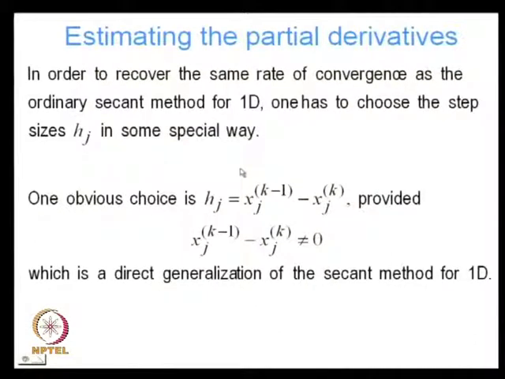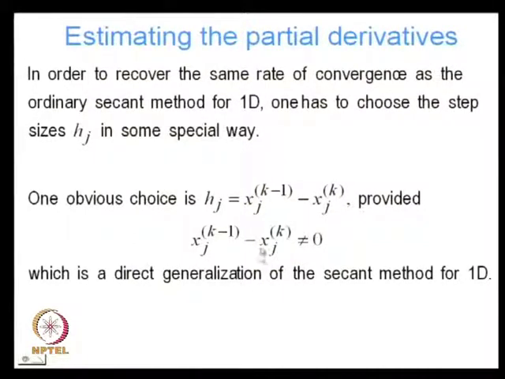Well, there can be lots of ways to choose hj's, but one way is to choose them the way I choose my hj's for my secant algorithm. And what do I choose my hj to be? It is just the previous iterate value of the jth component of x minus the current iterate value. So, that is one possible choice of my hj's, but depending on how I choose them, my rate of convergence is going to be different.